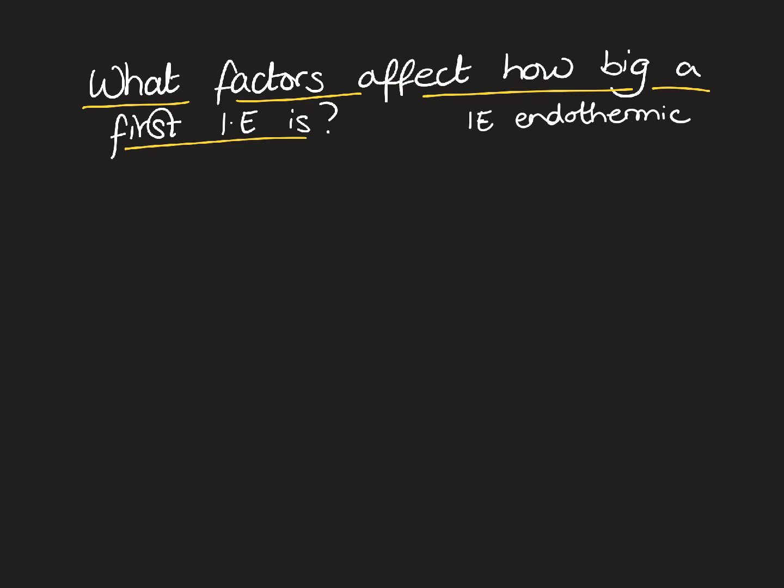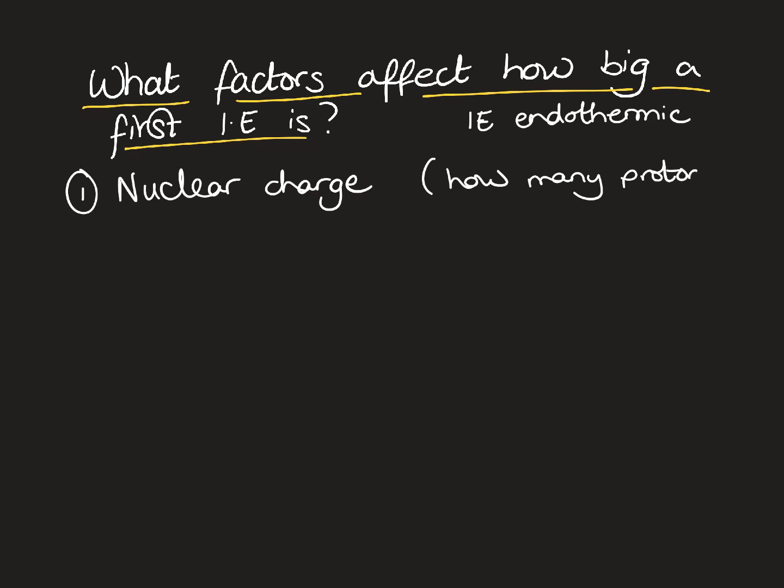How much energy we have to put in is related to a number of different factors. The first thing to think about is the nuclear charge. That is essentially how many protons are in the nucleus, because the number of protons affects how strongly the electrons are being held. The interesting thing, though, is that the actual nuclear charge itself doesn't really matter. What we're going to consider is something called the effective nuclear charge.